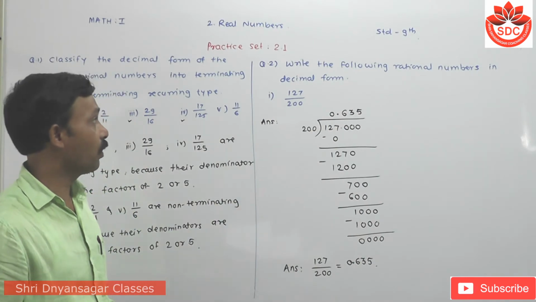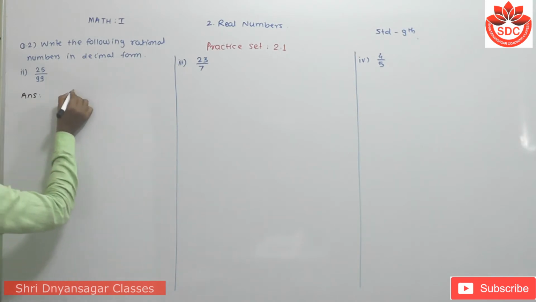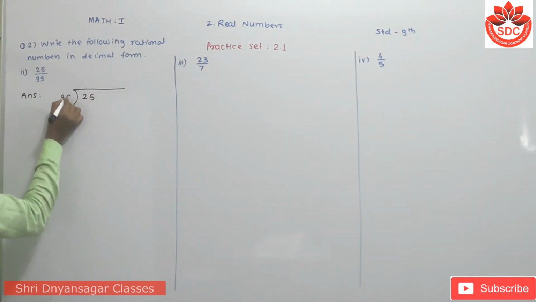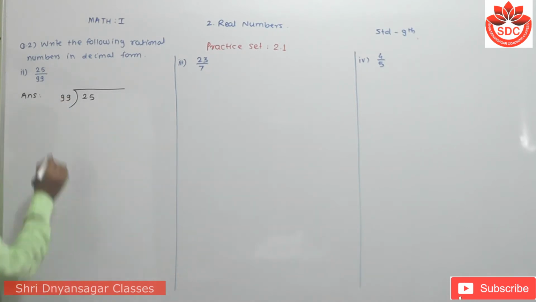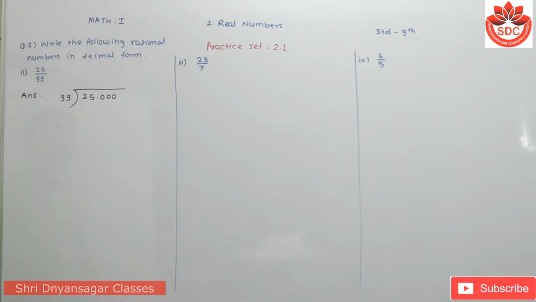We see the next example of the second question. The second one is 25 upon 99. The answer to such a question is so simple. You have to divide 25 by 99. We cannot divide it, so take 0 here after the decimal point.